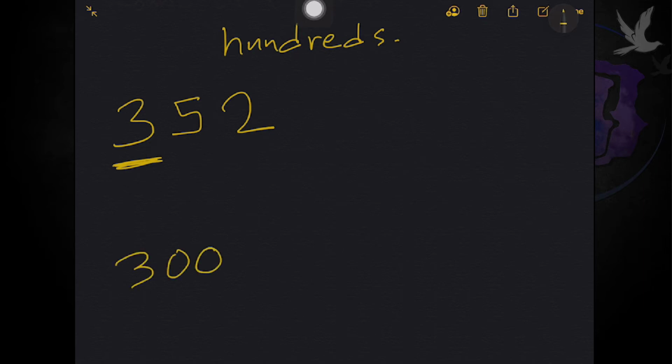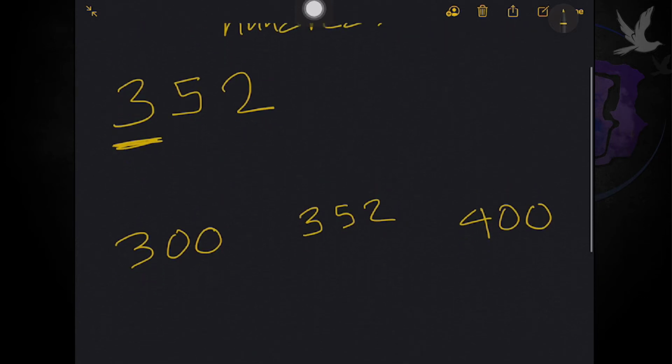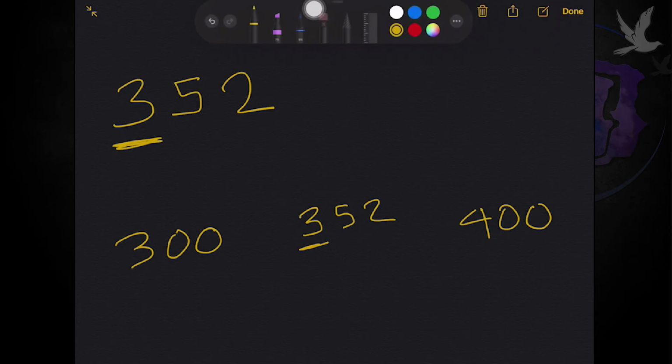What is the next 100 after 300? Obviously, it's 400. So this is just to show you that 352 is somewhere in between 300 and 400. In this case, since we are asked to round off to the nearest hundreds, which is 3, you need to make use of the number or the digit before it.